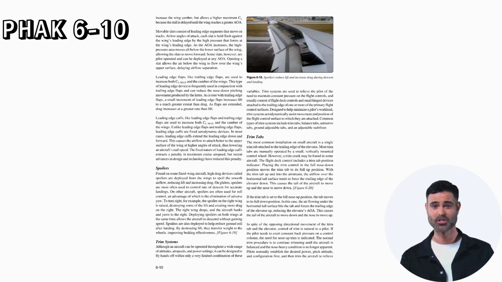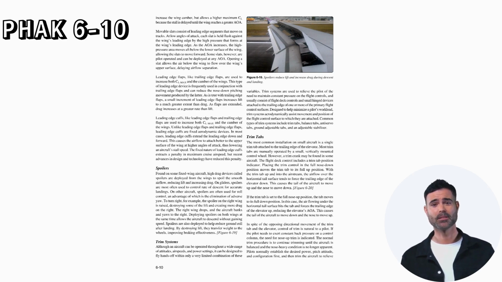The most common installation on small aircraft is a single trim tab attached to the trailing edge of the elevator. Most trim tabs are manually operated by a small, vertically mounted control wheel. However, a trim crank may be found in some aircraft. The flight deck control includes a trim tab position indicator. Placing the trim control in the full nose down position moves the trim tab to its full up position. With the trim tab up and into the airstream, the airflow over the horizontal tail surface tends to force the trailing edge of the elevator down. This causes the tail of the aircraft to move up and the nose to move down.